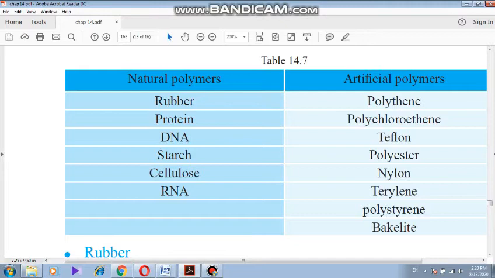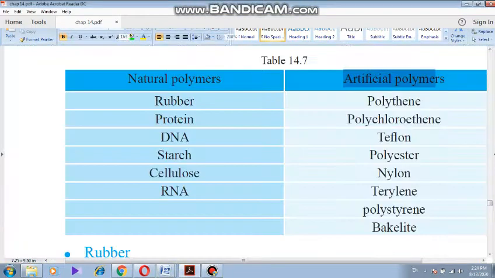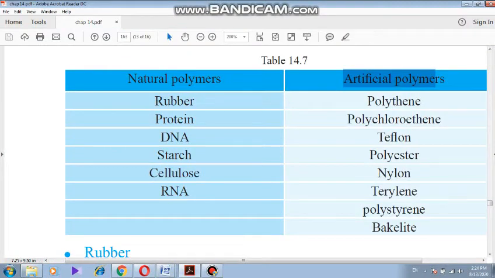So under natural polymers, you have to mark these, and on the right side, you are marking the monomer, right? Natural polymers is your heading now. You are marking natural polymers here. And who are the monomers of these natural polymers? You are marking on the right side column.